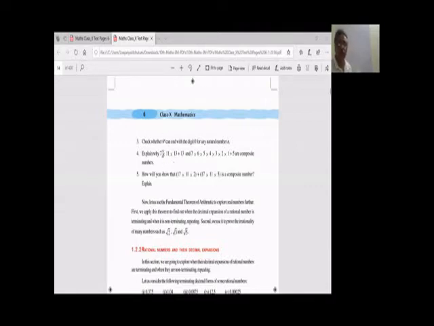Now this one. Why are these composite numbers? I am taking 7 into 11 into 13 plus 13. Is it a composite number? What is common here? 13 is common. I am taking 13 out. So 7 into 11 plus 1, that is 77 plus 1, so 78 into 13. 78 can be further factorized, so this is a composite number.